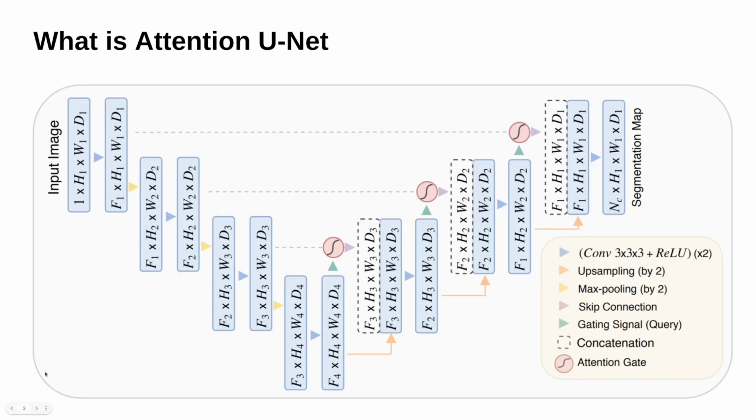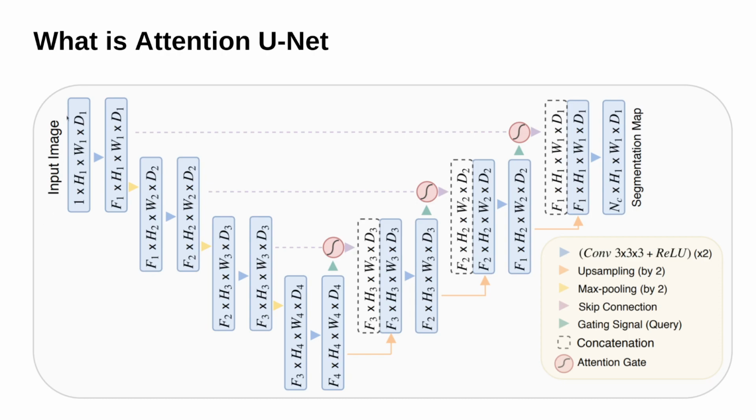Now let's have a look at the block diagram of the attention UNet given in the proposed paper. So this is the block diagram, and if you see, this attention UNet is designed for 3D segmentation, but we'll implement it for 2D segmentation.